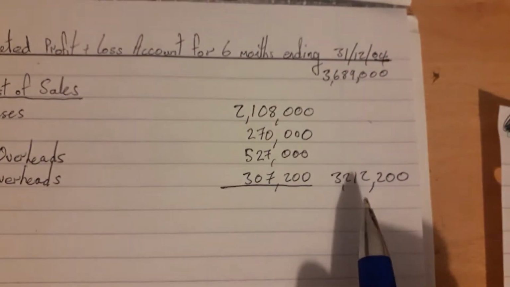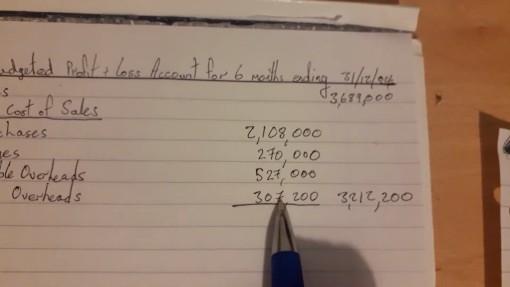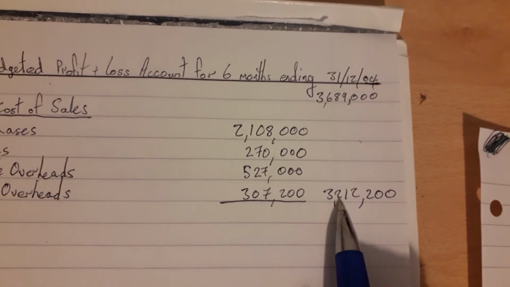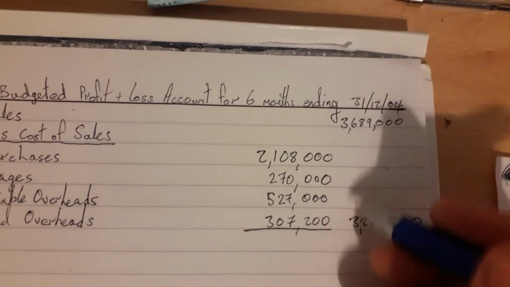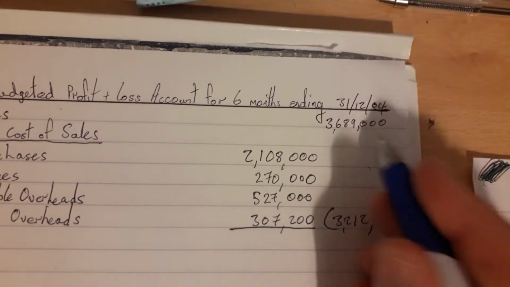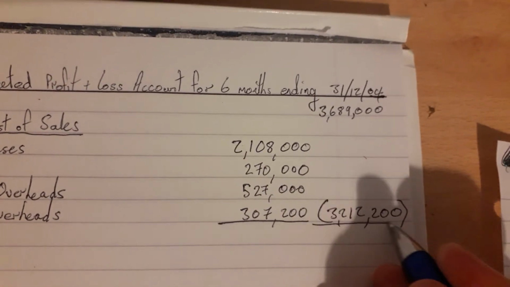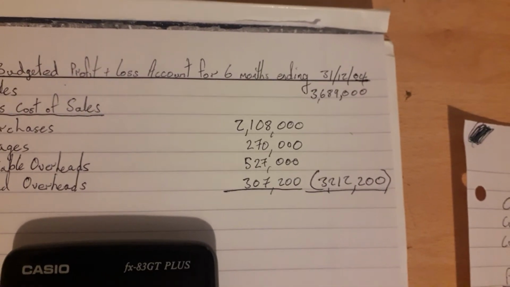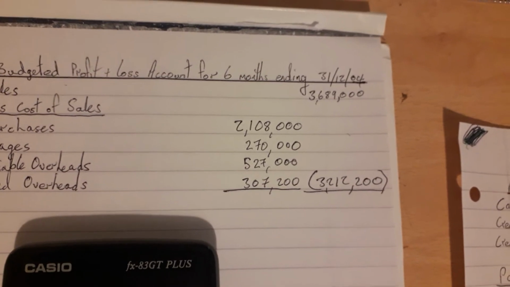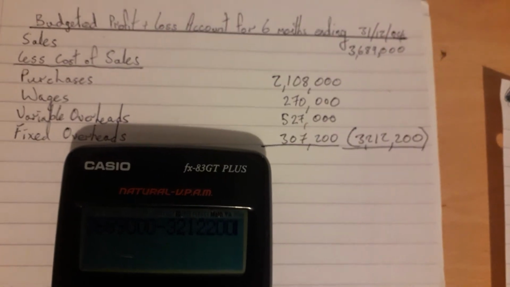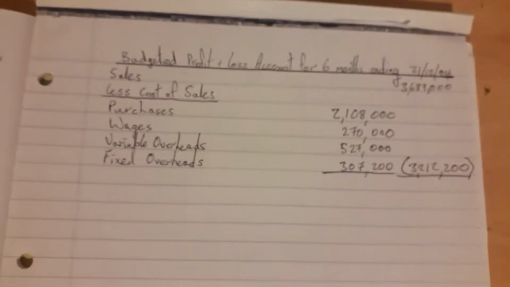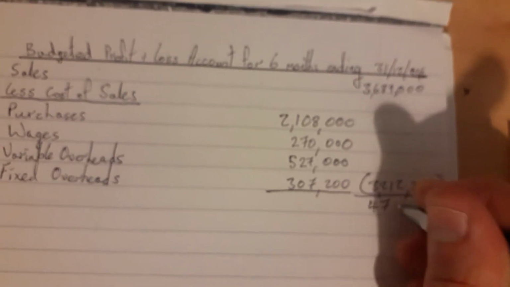So that came to this plus this plus this plus this, all added up comes to 3,212,200. So that's my total cost of sales, if you like. So I'm going to subtract that from my sales figure to give me my gross profit figure. So when I subtract that, let's get the calculator out here, 3,689,000 minus 3,212,200, I get 476,800. That's my gross profit.